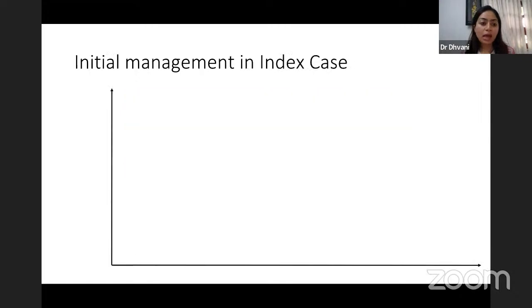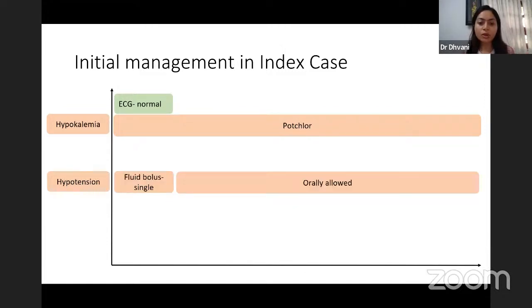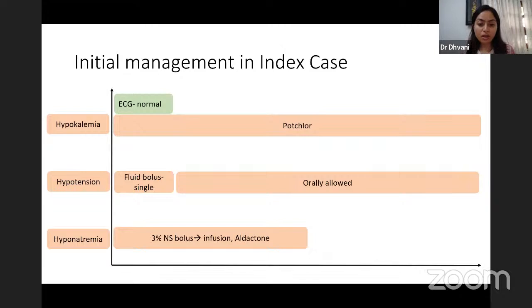So what happened in the index case was, for hypokalemia, her ECG was normal and she was started on potassium supplement. For hypotension, she received an initial bolus, following which she remained euvolemic and was well otherwise. On the hyponatremia front, she was given 3% saline bolus followed by infusion along with aldactone. So what do you think? How do you assess this?